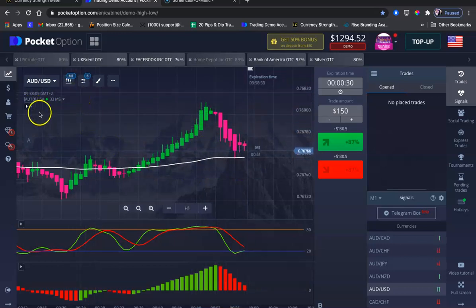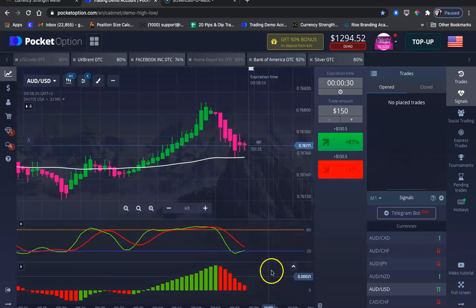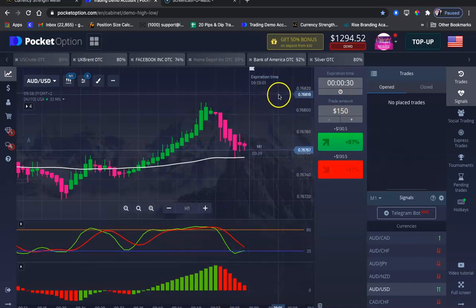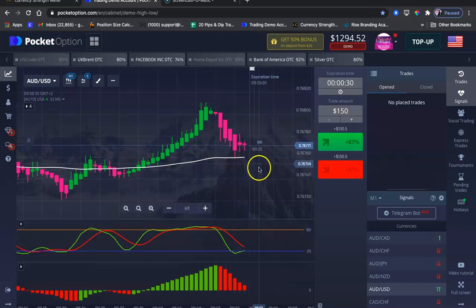I do have a couple indicators on here. I have a moving average indicator, a stochastic, and an awesome oscillator. These are just a couple things that I use to confirm what I believe is going to happen. Now the way this works, we're not counting pips. We're not setting stop loss. We don't need to set take profit zones because this is all based upon time, right?